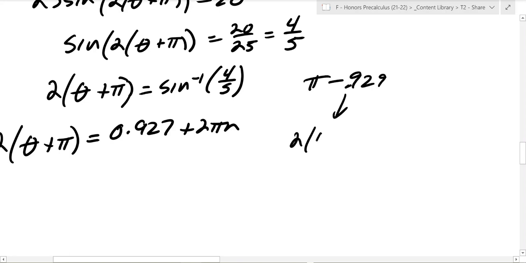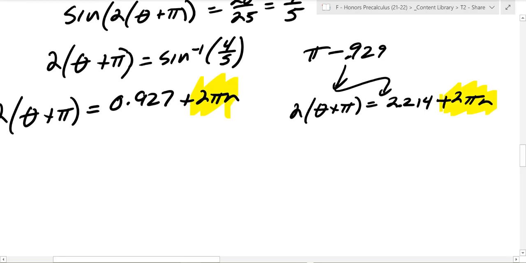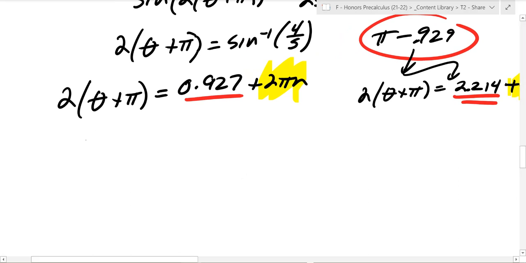So that's going to be 2 times theta plus pi is equal to, when you do that out, 2.214 plus 2 pi n. Remember, the 2 pi n always gets added in after you get rid of the inverse trig function, and this value right here is pi minus the first one. So now you just isolate. So you get 2 theta plus 2 pi is equal to the same thing, and then you subtract, it equals the same thing.